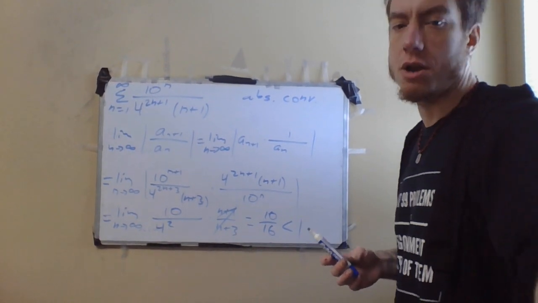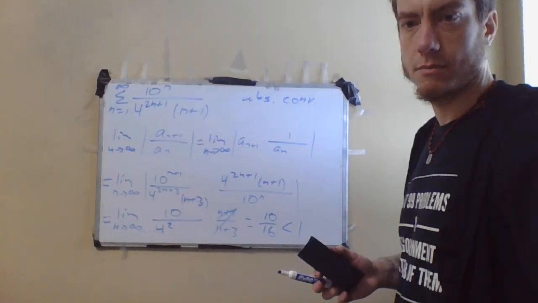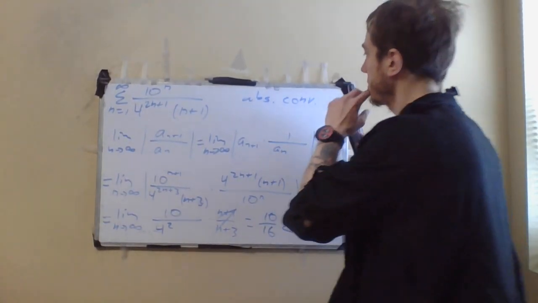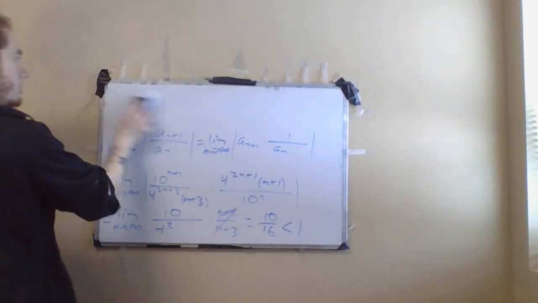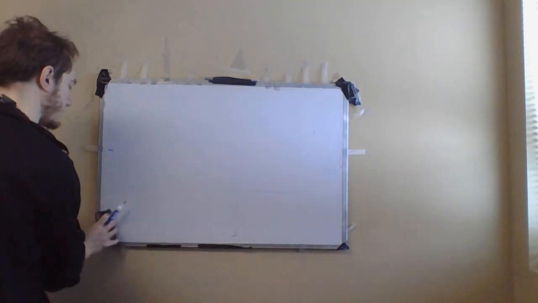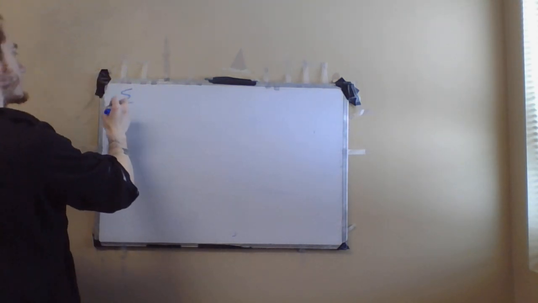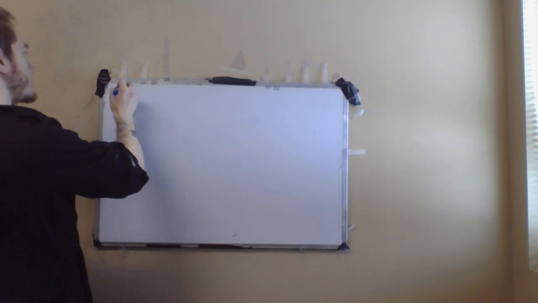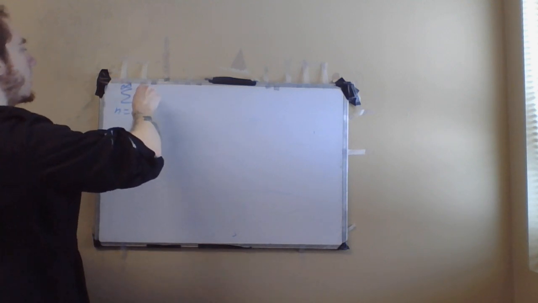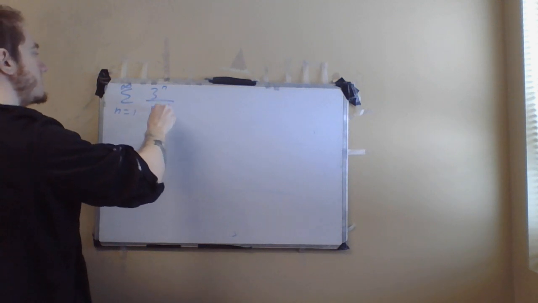So let me show you another example here, and give me just a second while I bring it up. Sorry, it took me just a second to get this. So let's take a look at the sum from n equals 1 to infinity of 3 to the n divided by n factorial.